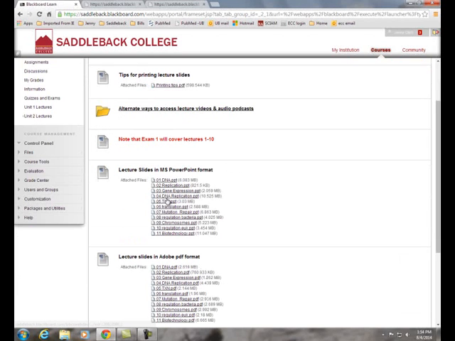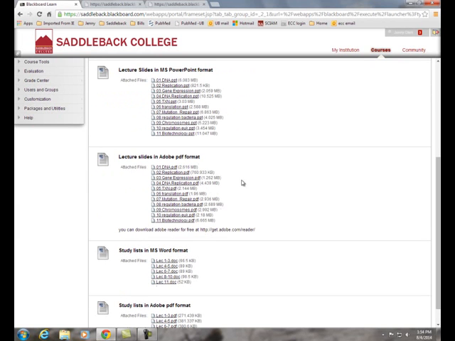And then lecture slides are posted in PowerPoint format here. So our first unit goes from lectures 1 to 11. And I made a note here in red that Exam 1 will cover lectures 1 through 10. I've also posted the lecture slides in Adobe PDF format, so if you don't have PowerPoint, you can use this format.